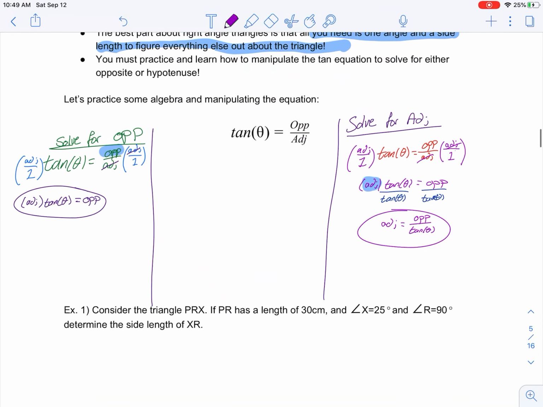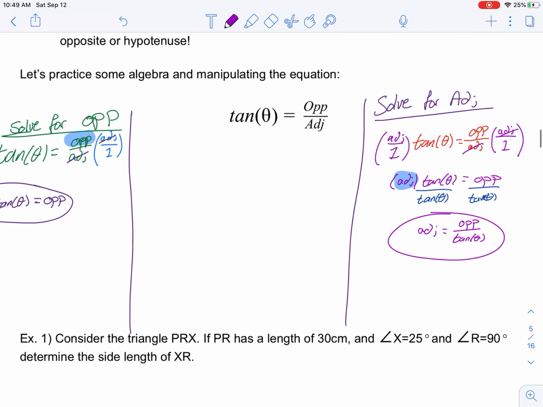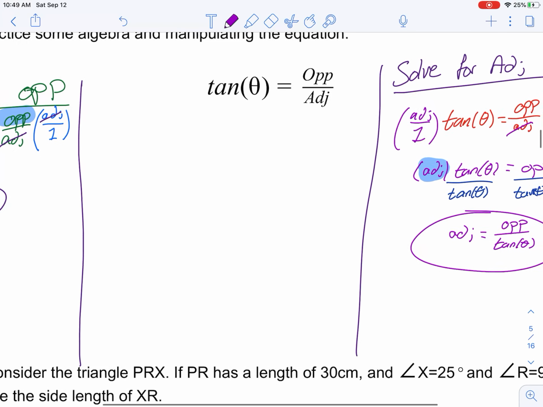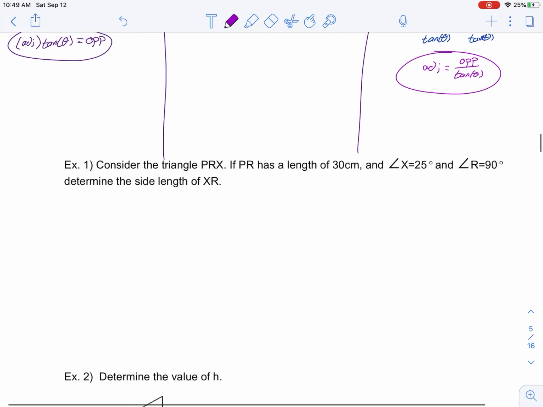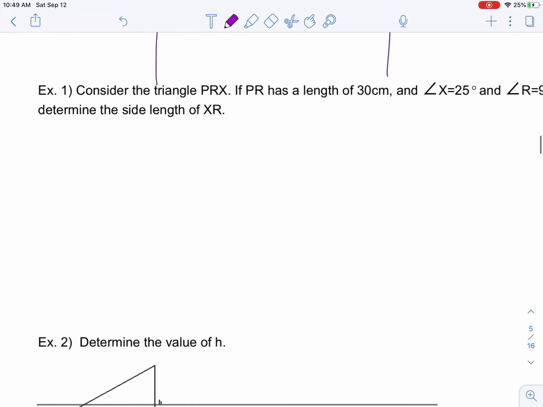So there's two algebraic methods to solve for both sides, and you need to know how to do this. Cross multiplication will only get you so far. If you want to go into the -1 or -2 stream, you have to learn how to manipulate formulas. Okay, so let's look at example 1 here.